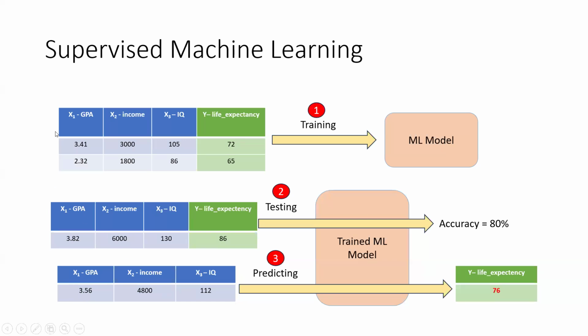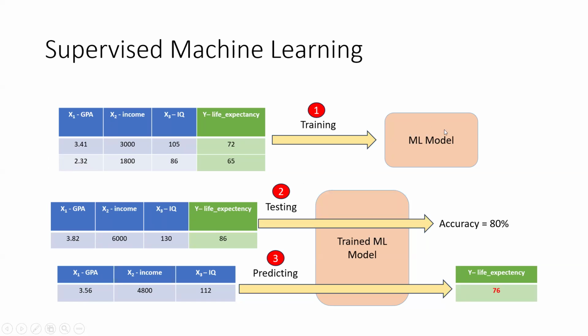I have used the first 2 data points for training, because a higher proportion of data has to be used for training. Because we have labeled data, with x values and the y label, we can use supervised machine learning and train the model. This is the first thing we have to do: training the model.